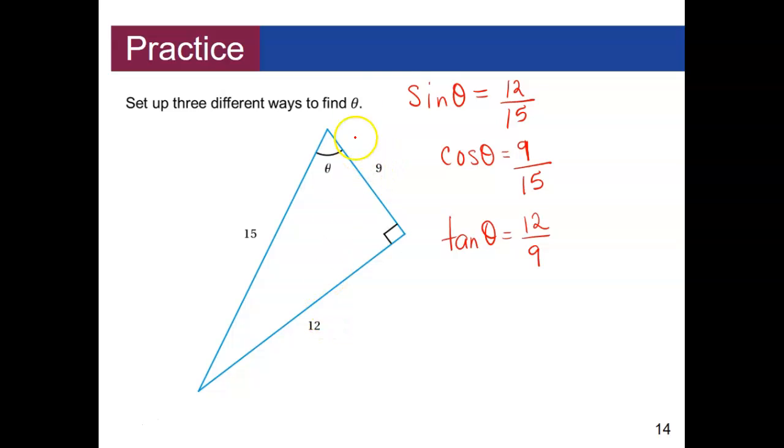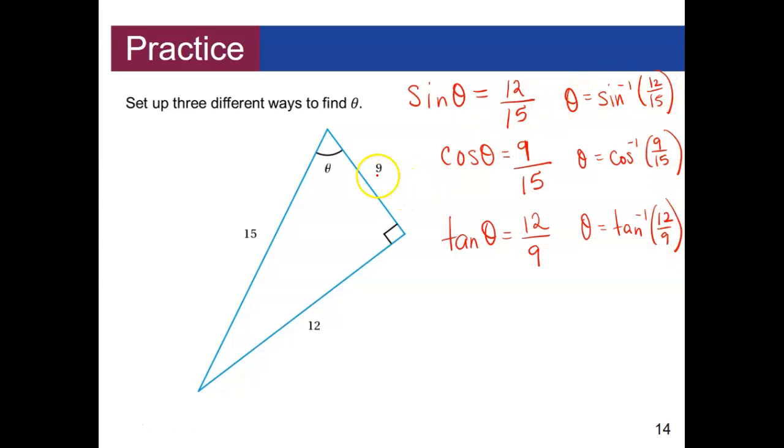So if I wanted to rewrite these, this one's going to be the inverse sine of 12 over 15. This one will be the inverse cosine of 9 over 15. And this will be the inverse tangent of 12 over 9. So I could find theta any of these three ways, either by using the sine relationship, the cosine relationship, or the tangent relationship. And if I put these in the calculator, each one of these relationships will give me the same answer. So they're all going to give me theta.